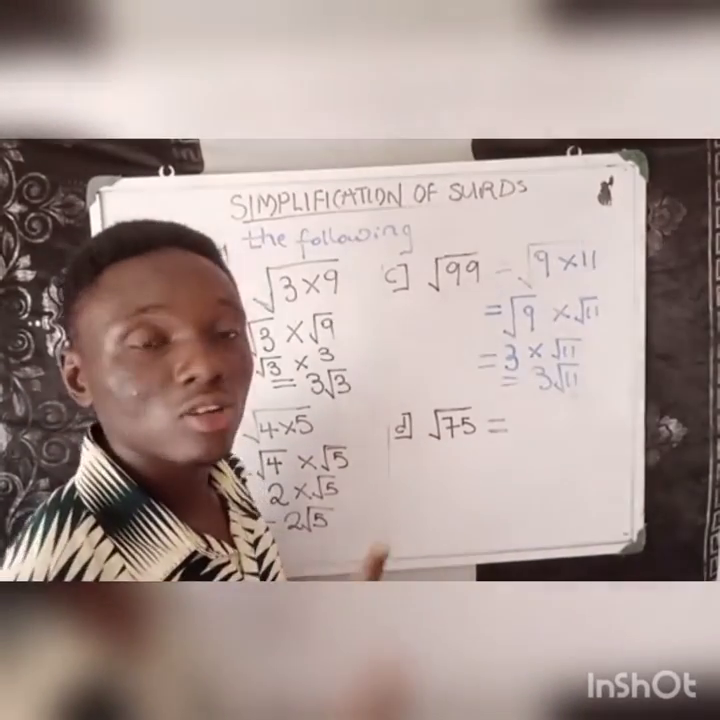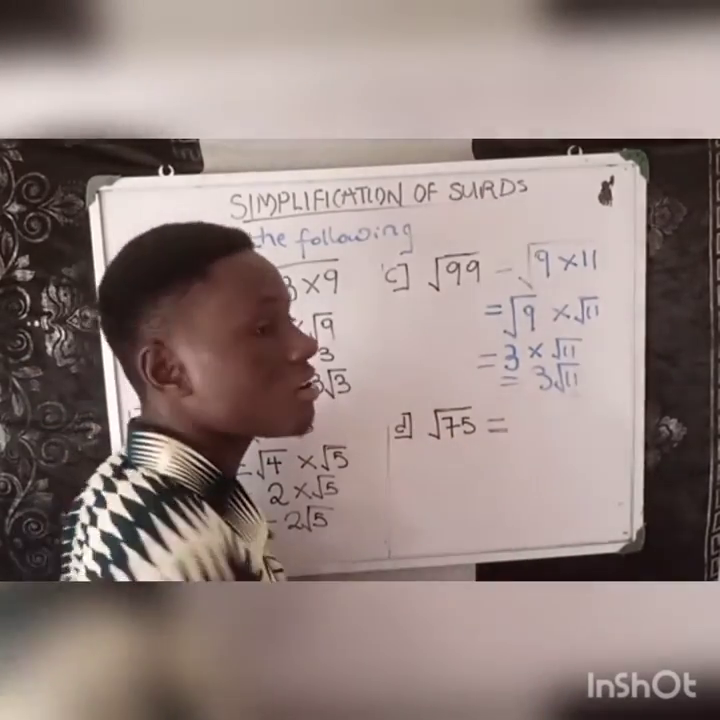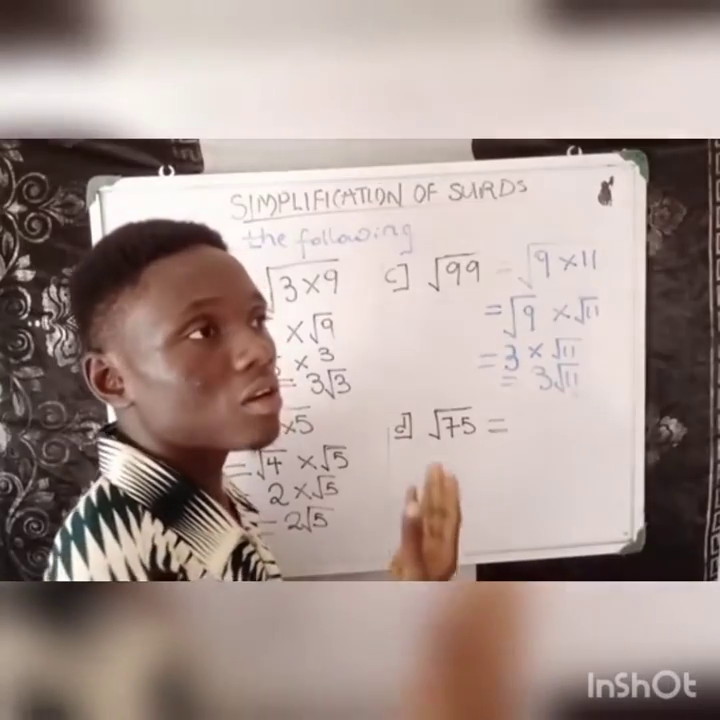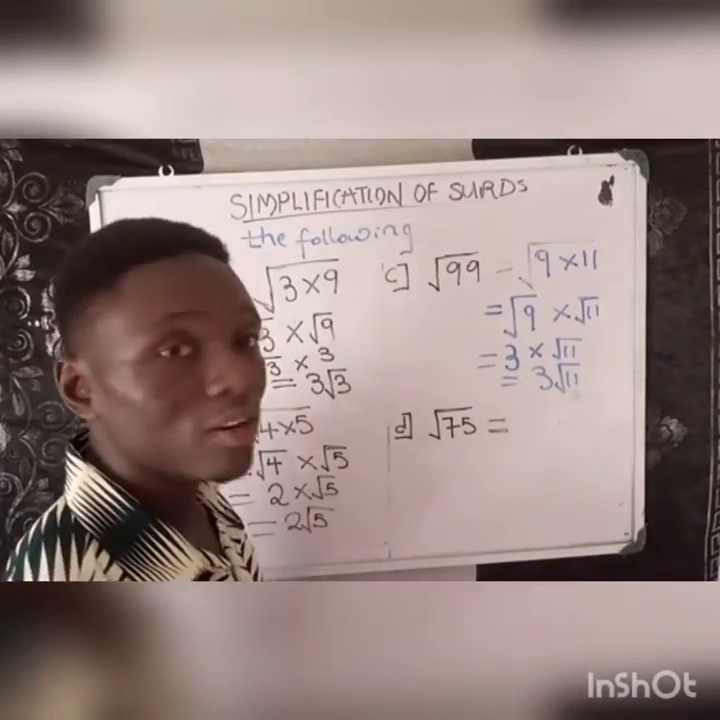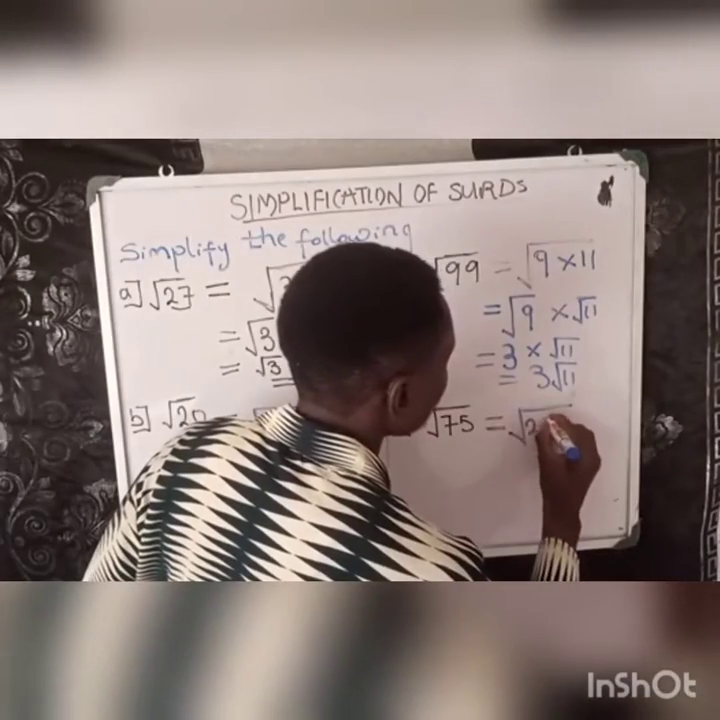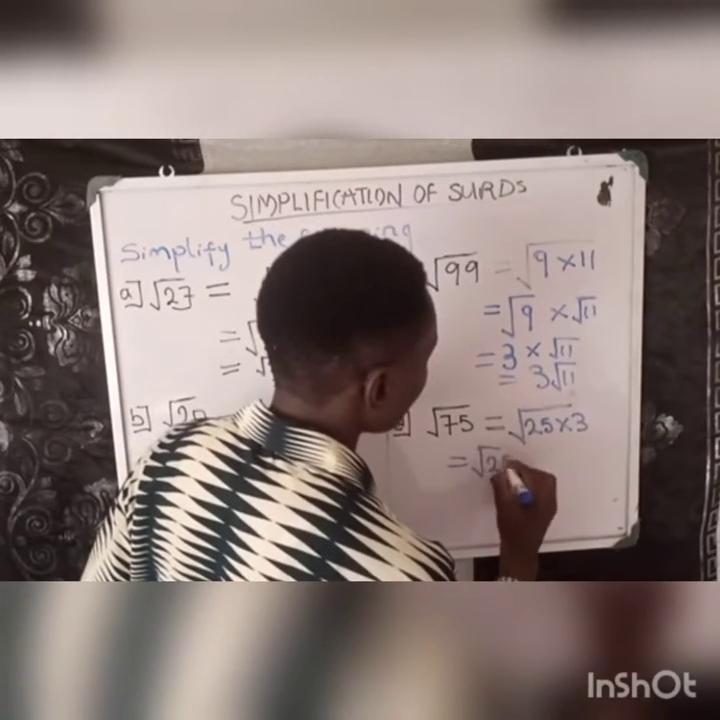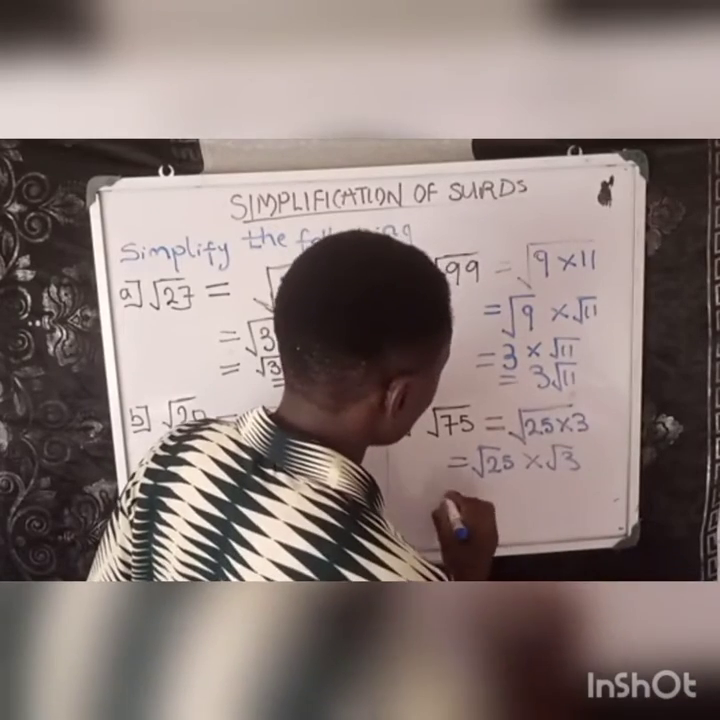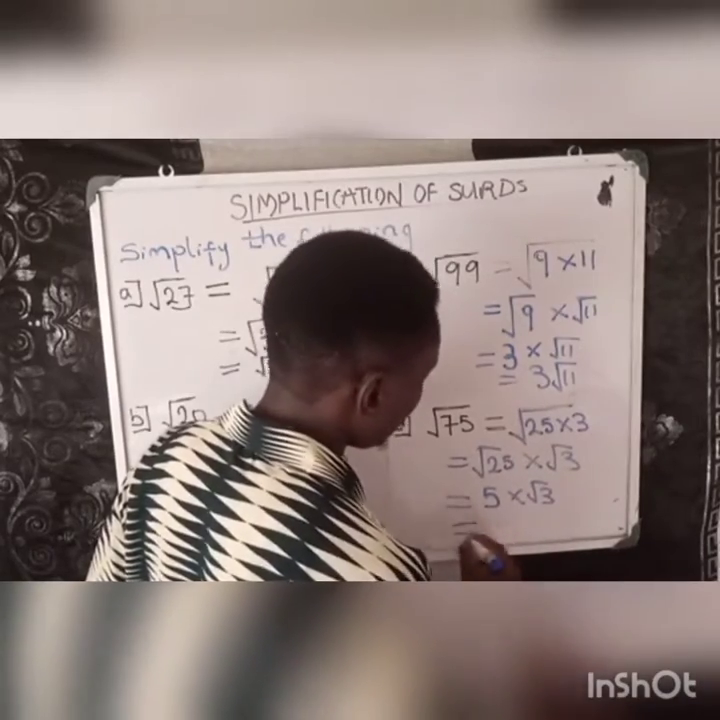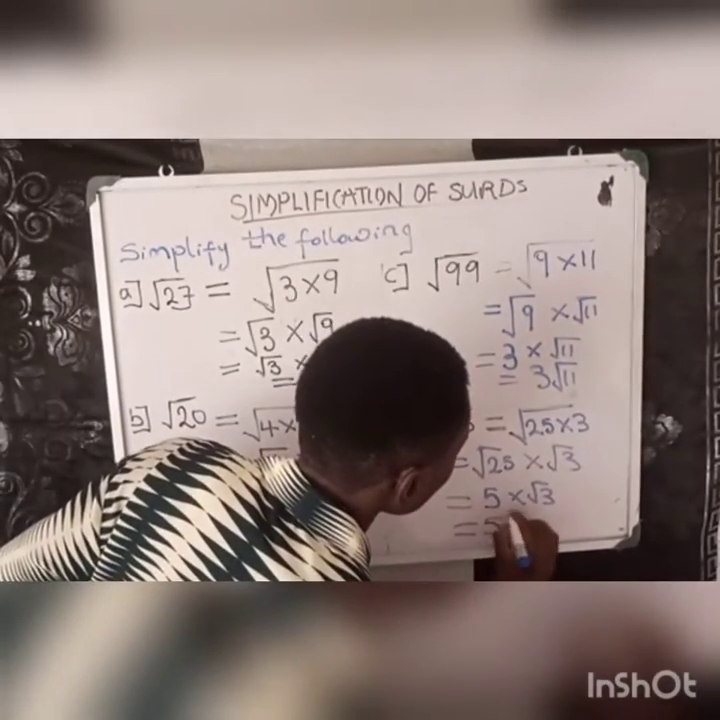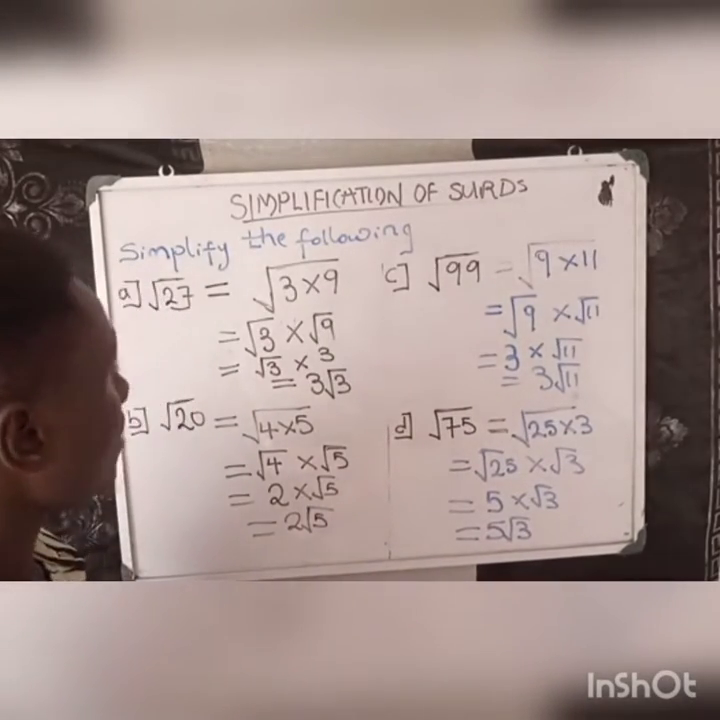So the idea to this is, we know the perfect squares. We check if any one of them can divide this. Can 2 divide this? No. Which other perfect square do we have? 4? No. 16, 9, no. So we check 25 can divide it. So we have 25 times what? Times 3. So this is equal to, we split it again, root 25 times root 3. So this is equal to 5, since square root of 25 is 5, times root 3. So this is equal to what? 5 times root 3 is 5 root 3. So this is what we have as the final answer.